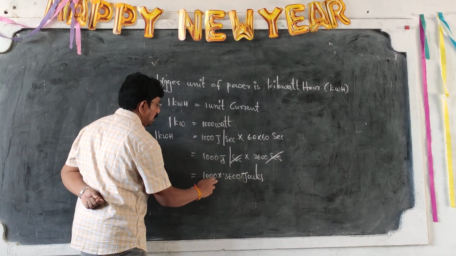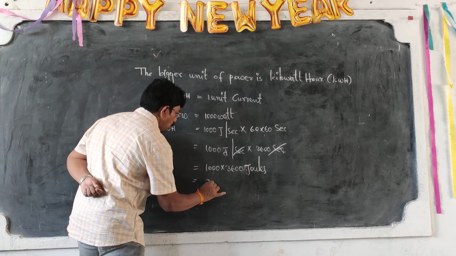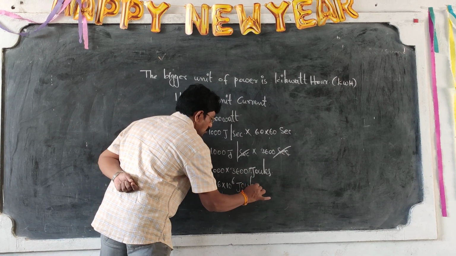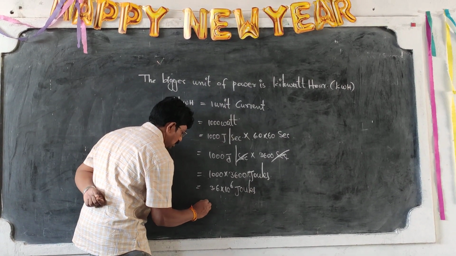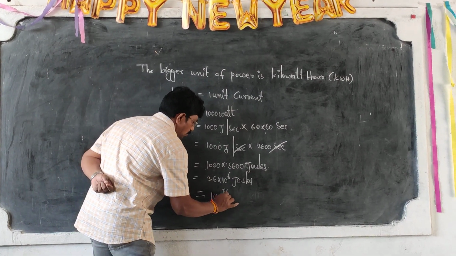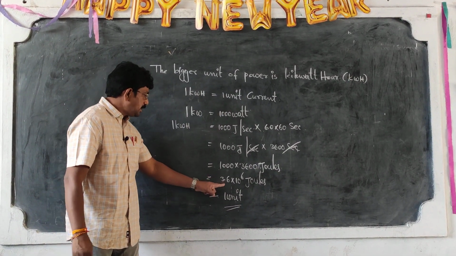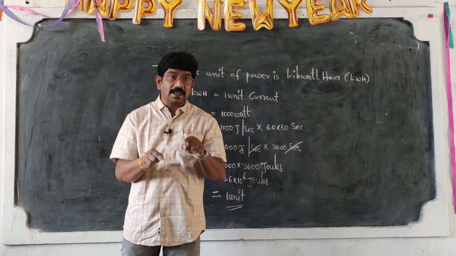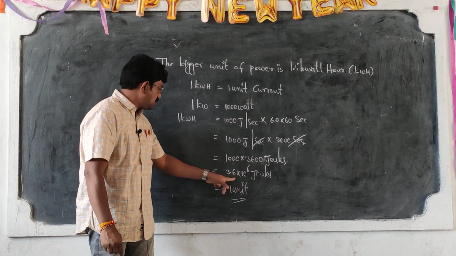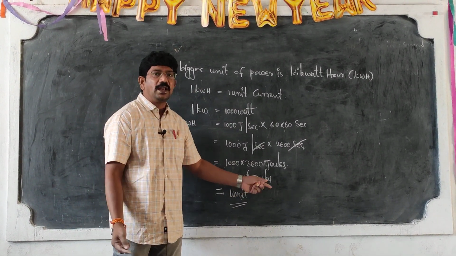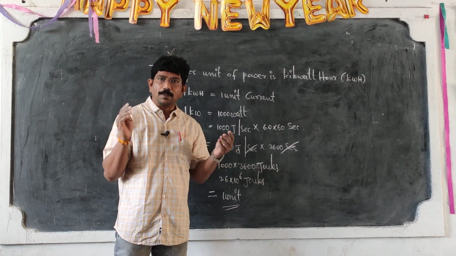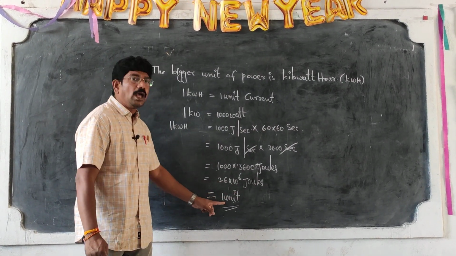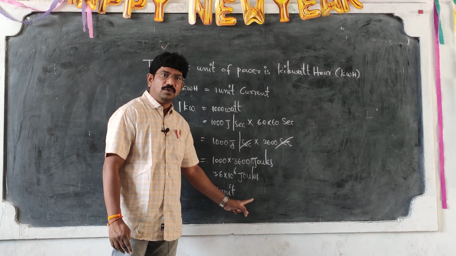This can be written as 3.6 into 10 to the power of 6 joules. This is equal to 1 unit. What does it mean? This much energy is consumed by the appliances. 3.6 into 10 to the power of 6 joules of energy is consumed by the electrical appliance, whatever the appliance may be. Then we say that 1 unit current is consumed.